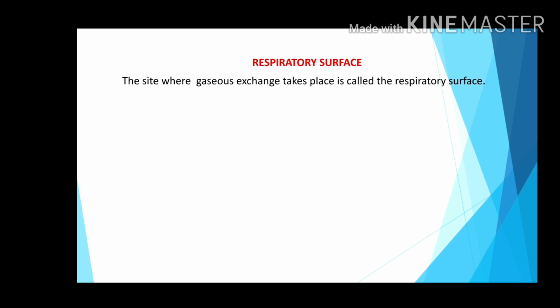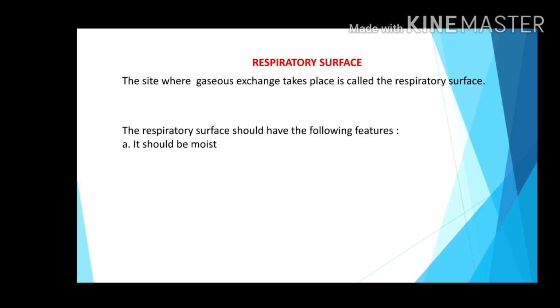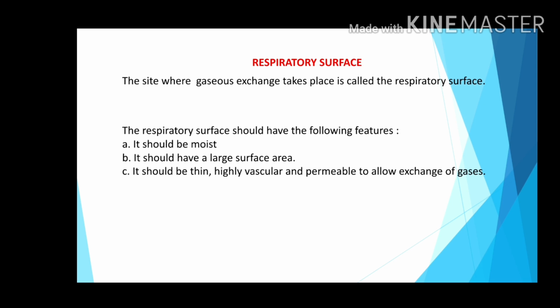Next, we come to animals. So, do animals respire? Of course, animals respire. And for respiration, there is something called the respiratory surface. Any respiratory surface needs to have the following characteristics, without which respiration may not be possible. Now what is it? The first one is it should be moist. The second one is it should have a large surface area. It should be thin, highly vascular, and it should allow the exchange of gases.